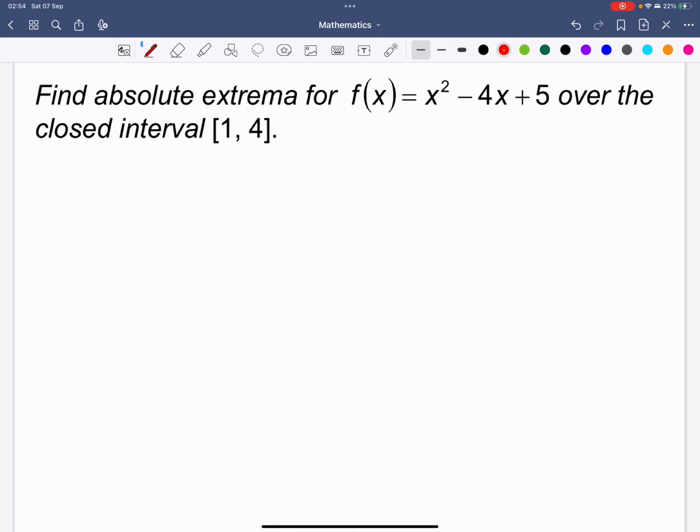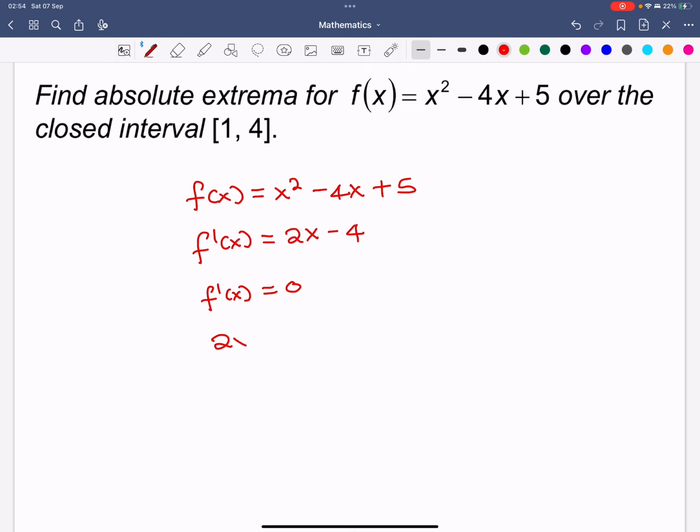So the first thing, we're gonna write down the function f of x equals x squared minus 4x plus 5. So that's our f of x, and then we need to find f prime of x, which equals 2x minus 4. Then, in order to find the critical point, we say f prime of x equals 0. Then we have 2x minus 4 equals 0.